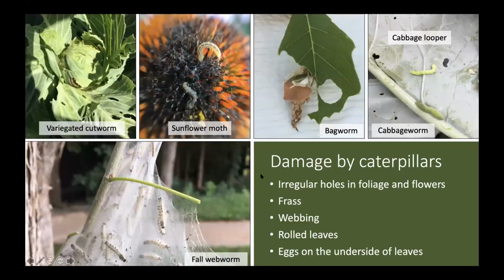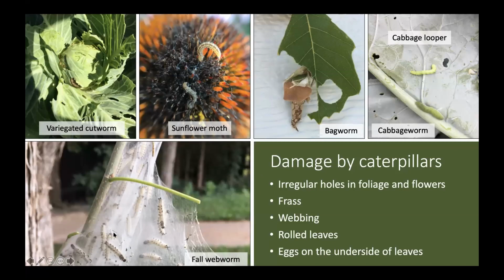Other damage by caterpillars, you're going to see those holes. It's irregular feeding. Sometimes they'll feed on flowers. Sometimes you'll see webbing. This is what the sunflower moths have done to some of my cone flowers. Tent caterpillars and fall webworm will make these giant nasty webs in different trees. The tent caterpillars will do it right in the crotch of the branches, and webworms will do it a little further out, I believe.